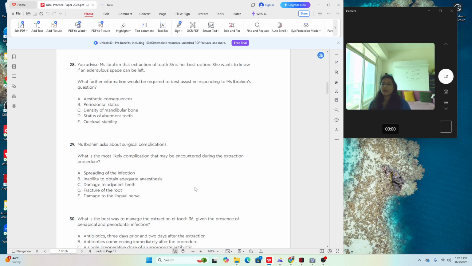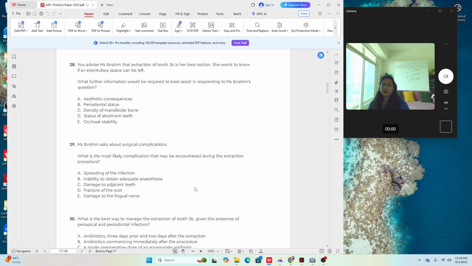Miss Ibrahim asks about surgical complications. What is the most likely complication that may be encountered during the extraction procedure? So now this lady has made up her mind and she's like, you know what, okay fine, you can extract the tooth, but are there any surgical complications that will happen? So the first thing you will say is that because it's a root canal attempted tooth, there is a periapical radiolucency, the root kind of has gone weak. It can happen that during extraction, because the tooth has become weak, it can fracture. That is the first thing that you're gonna say.